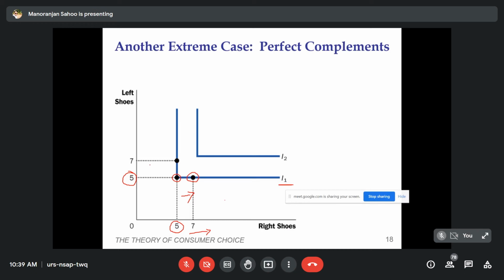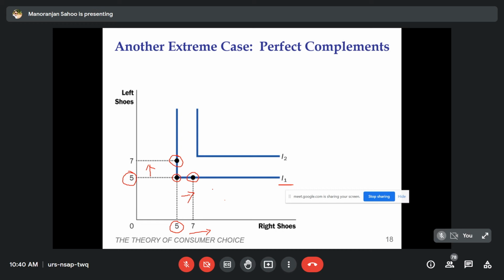Similarly, if the number of left shoes will only increase, but the number of right shoes remains the same, the consumer's happiness will also not change. So at all these 3 points, the consumer's utility, or the level of satisfaction, will be the same. That means these 3 points can be upon the same indifference curve, because we know upon the indifference curve all the combinations give the consumer the same level of satisfaction.